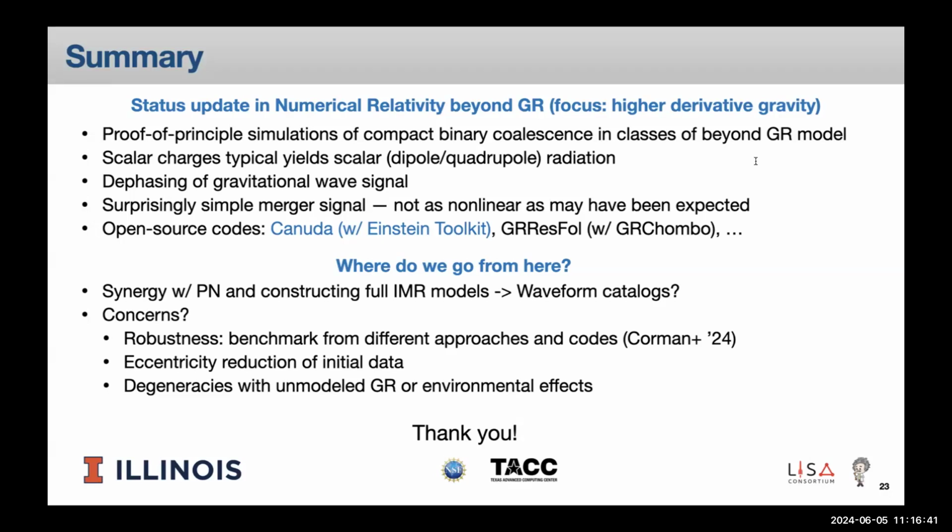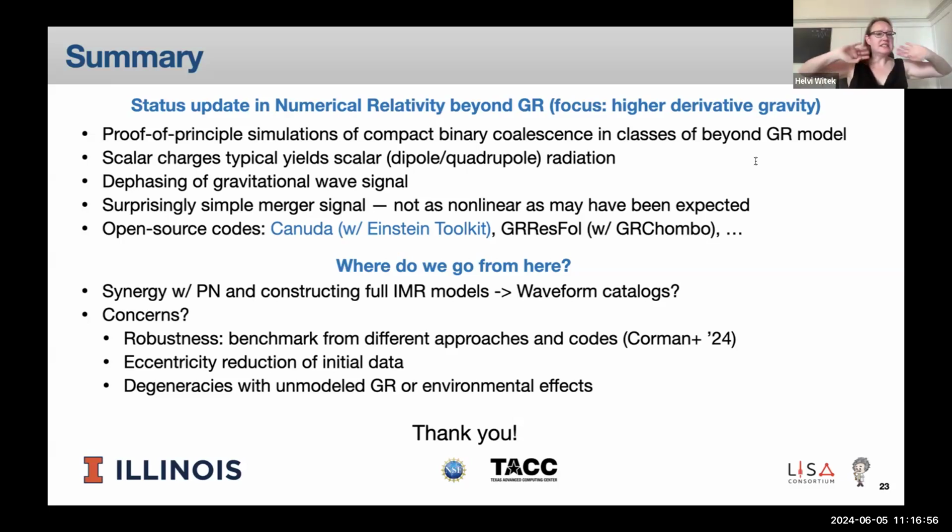Thanks, Helvi, for the very nice talk. I'm very curious about how you intend to address the concern about eccentricity reduction in initial data, given that we don't have necessarily post-Newtonian theories for every alternative theory of gravity. Yeah, so this is a really good question. I should say that in our cases where we have only a scalar field sourced by a binary in GR, we know what to do.